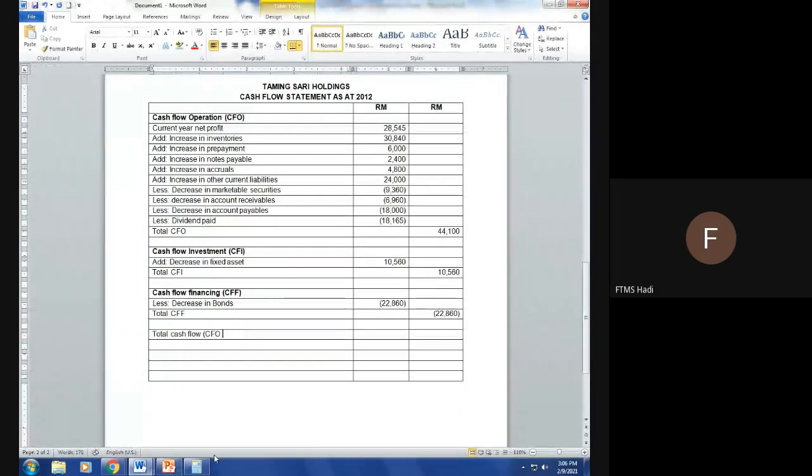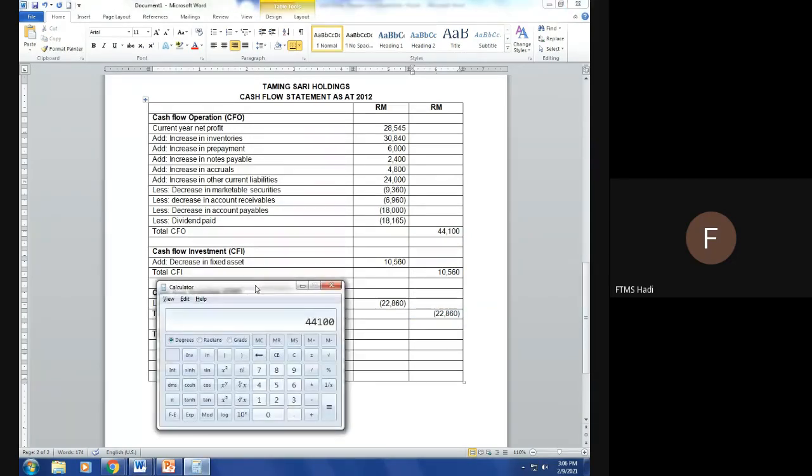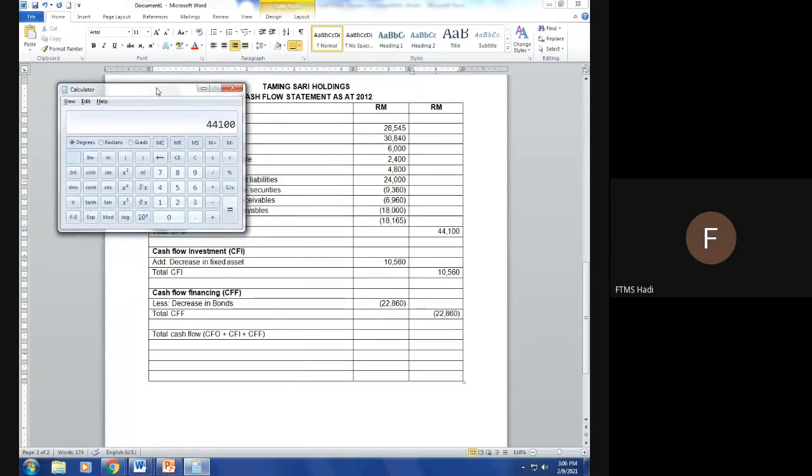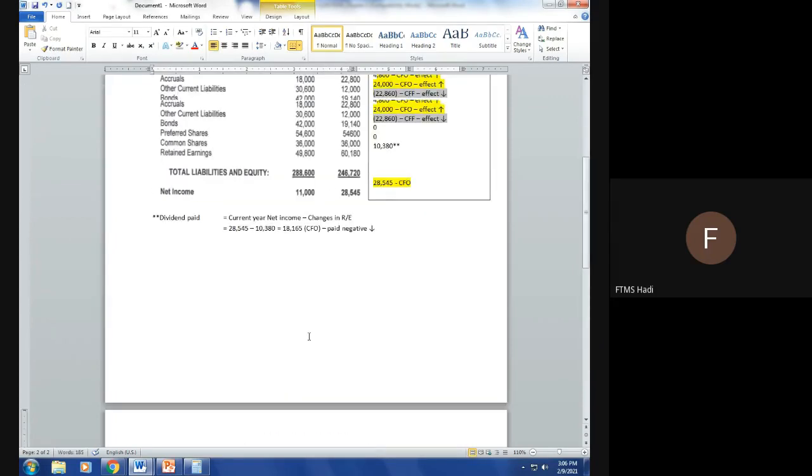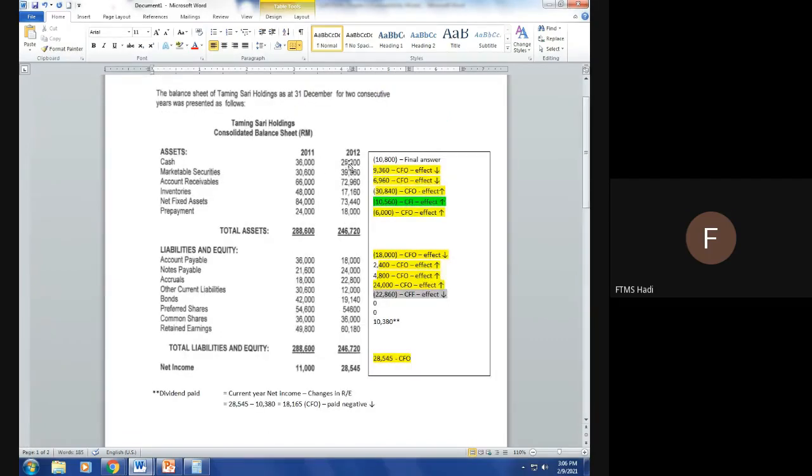So that means CFO plus CFI plus CFF. Add this one, add this one, but this one is negative, so you need to make it minus. 44,100 plus 10,560 minus 22,860, you will get 31,800. And then you go for the next part, cash at the beginning of the year and cash at the end of the year. You just copy and paste there. Beginning means 36,000 and 25,000.